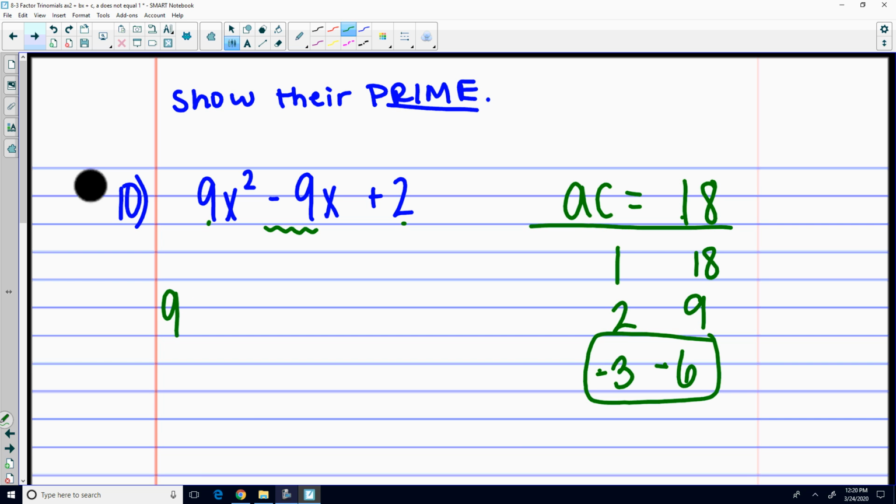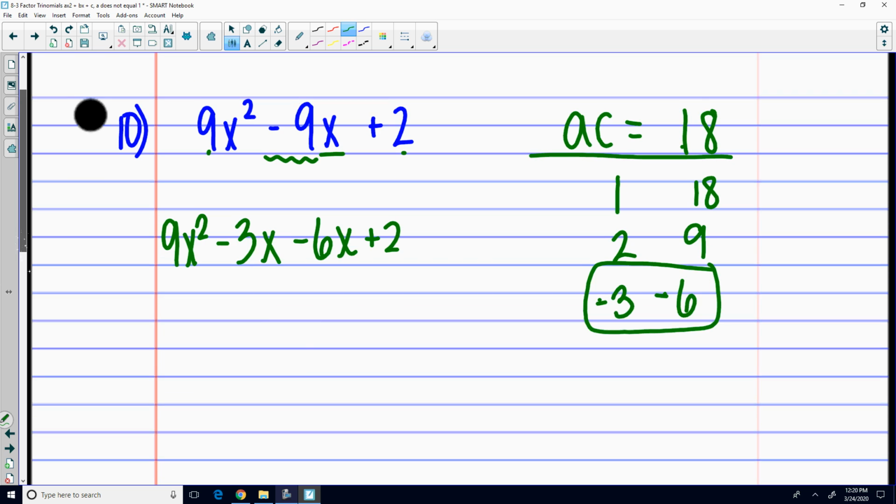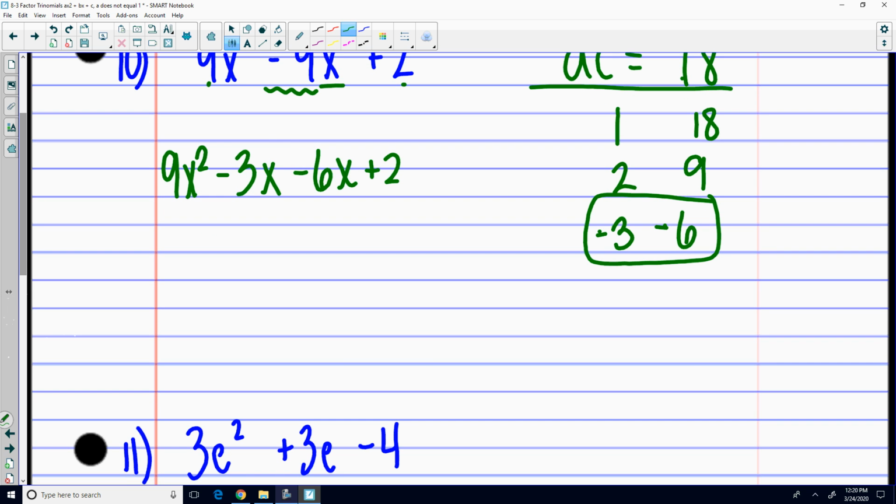All right, so I have 9x squared. And then I'm thinking I should put the 3 next. So minus 3x, minus 6x plus 2. Let's factor it. Maybe it doesn't work. So let's factor it and see what we can pull out. All right, grouping together, and let's pull out the greatest common monomial factor. Ooh, 9 and 3 share a factor of 3x. So we'll divide both by 3x. All right, so I get 9 divided by 3 is 3x minus 1.